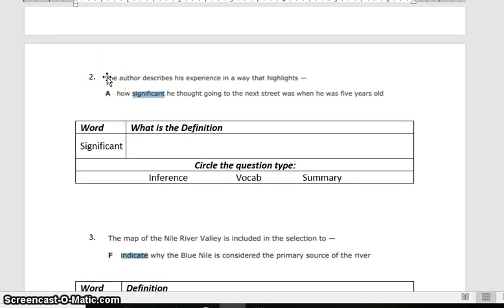Number 2. The author describes the experience in a way that highlights A. How significant he thought going to the next street was when he was 5 years old. What is the definition of significant? And then what type of problem is this? Is this an inference, vocabulary, or summary question?